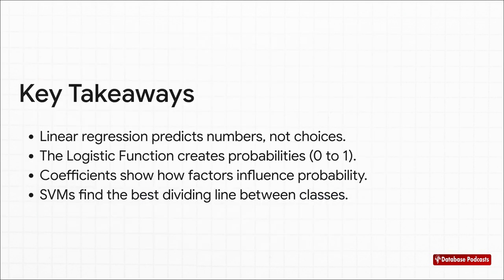All right, so let's do a quick recap. We saw that linear regression just isn't built for yes or no questions because its outputs can go wild. Then we brought in the logistic function, that awesome S-curve that tames those outputs into nice, neat probabilities. We learned that logistic regression's coefficients can tell us how different factors affect that probability. And finally, we saw that there's a whole other way to look at it with SVMs, which are all about finding that one perfect dividing line.